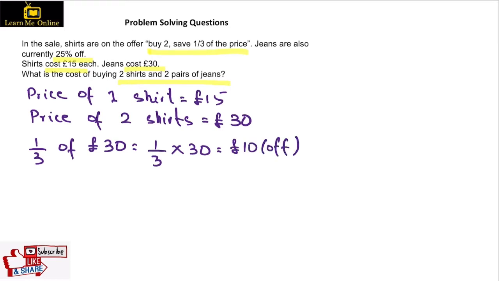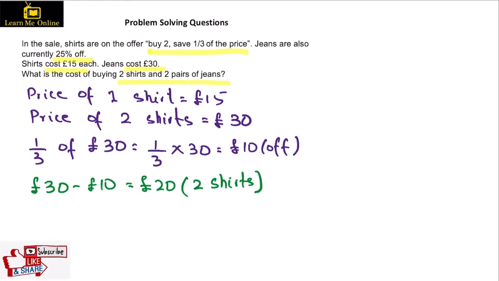Because we know that is £10 off, and the price of the two shirts is £30, we're going to do £30 minus £10. So it means the two shirts, after the discount, would be £20. So this is for two shirts. Now we need to find out about the jeans.